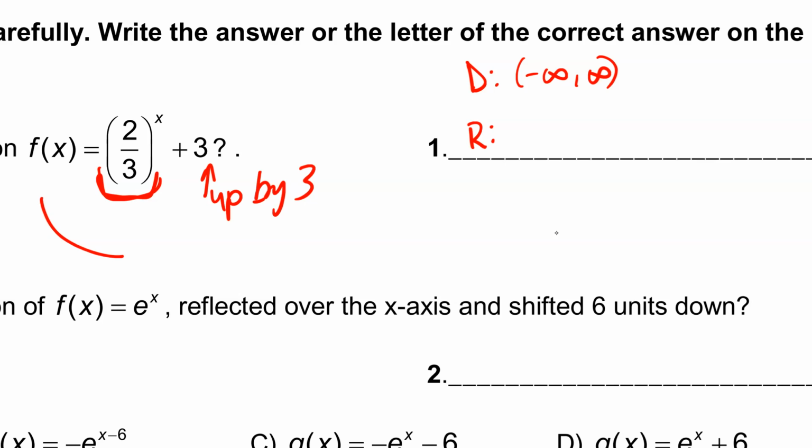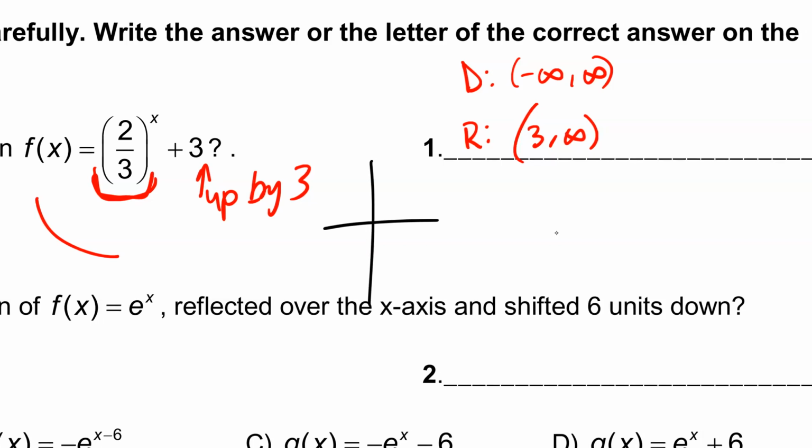Range. Bradley, what's the range here? 3 to infinity. Yeah, exactly. 3 to infinity. Because roughly, exponential functions, if it's decay, look like this, but since we're shifting up by 3, it would roughly look like that. Because I have to go up to 3. Right, shifting everything up by 3. Okay, questions on that one?